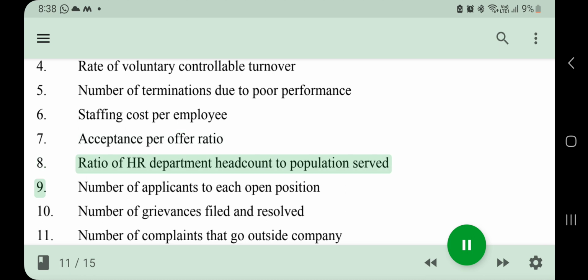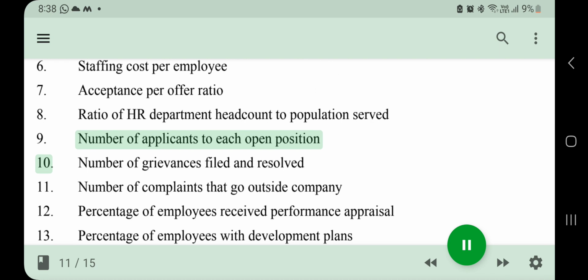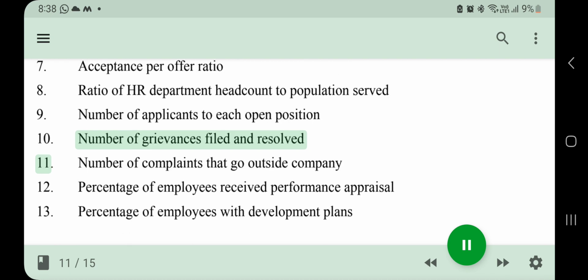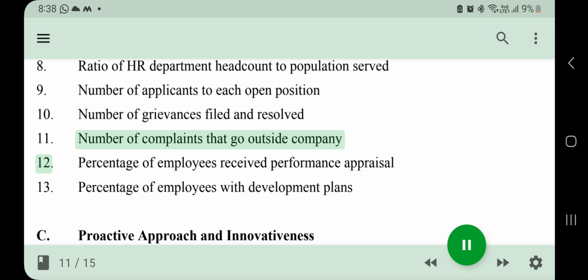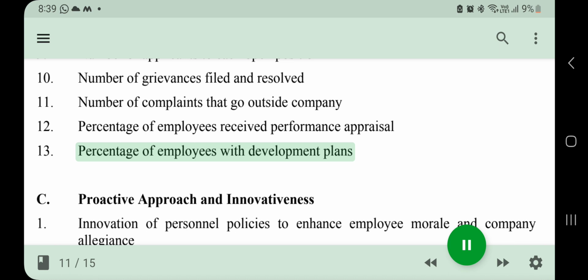8. Ratio of HR department headcount to population served. 9. Number of applicants to each open position. 10. Number of grievances filed and resolved. 11. Number of complaints that go outside company. 12. Percentage of employees who received performance appraisal. 13. Percentage of employees with development plans.